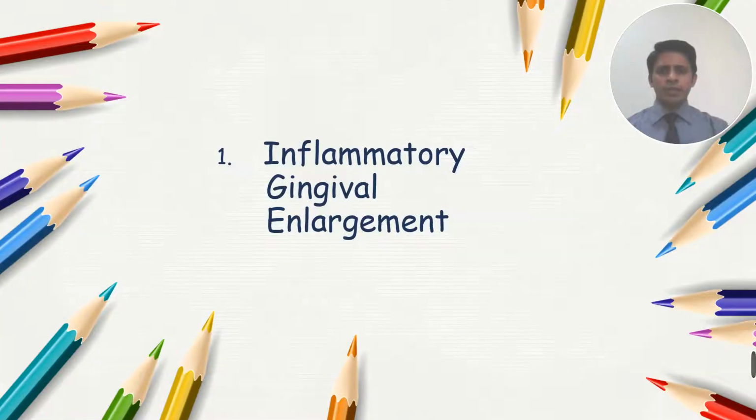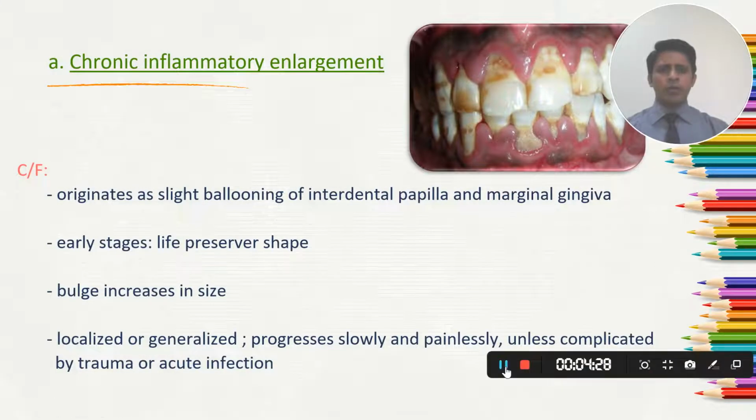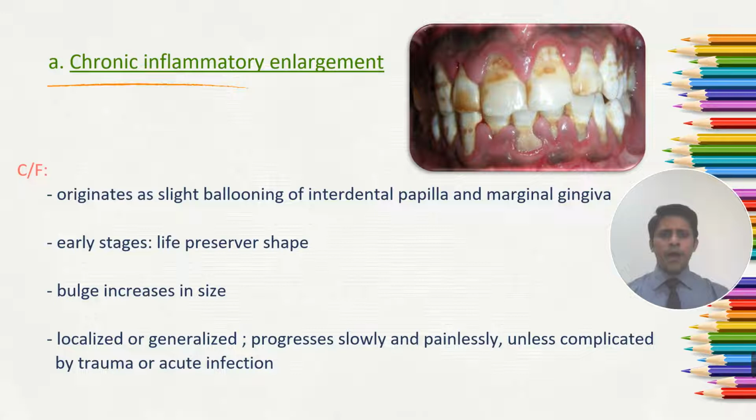First, we will see inflammatory gingival enlargement. The inflammatory gingival enlargement may be chronic or acute. This type of gingival enlargement originates as slight ballooning of interdental papilla and marginal gingiva. In early stages, it appears as a life preserver shape. Here you can see the ballooning of gingiva encircling the teeth in the form of a life preserver shape.